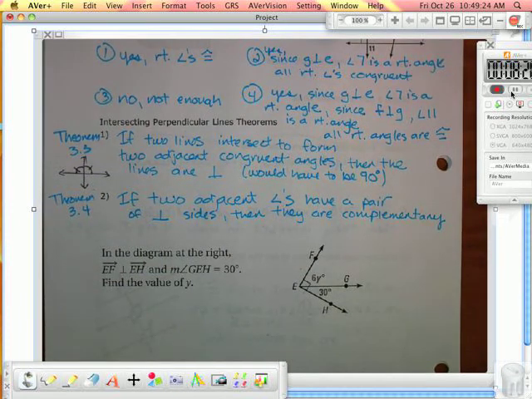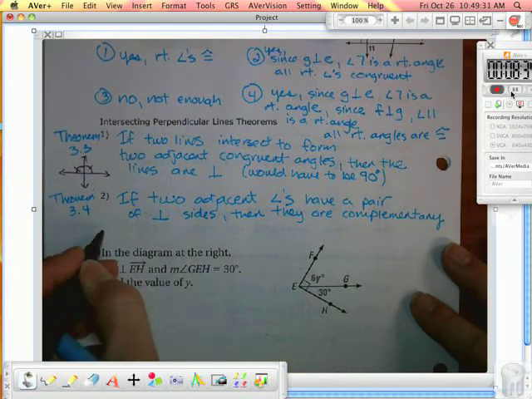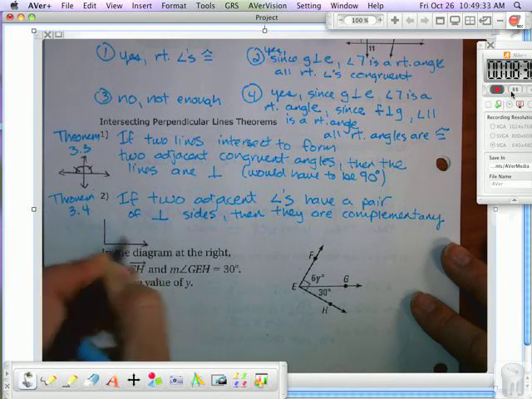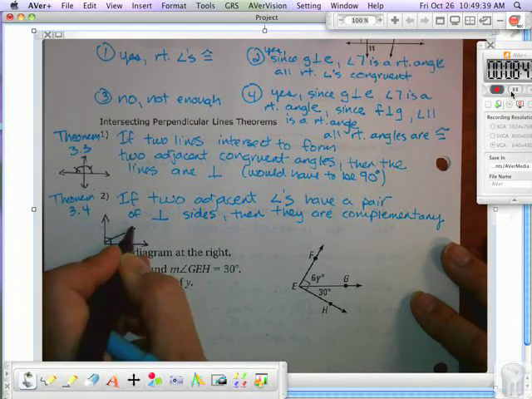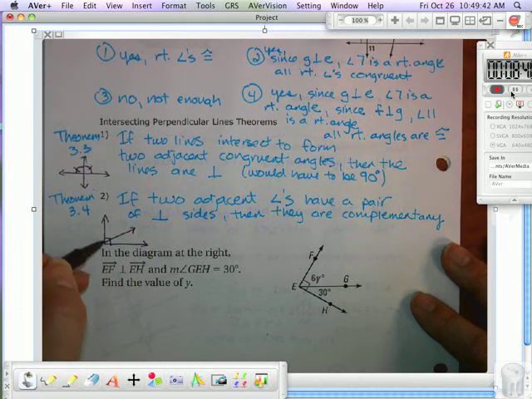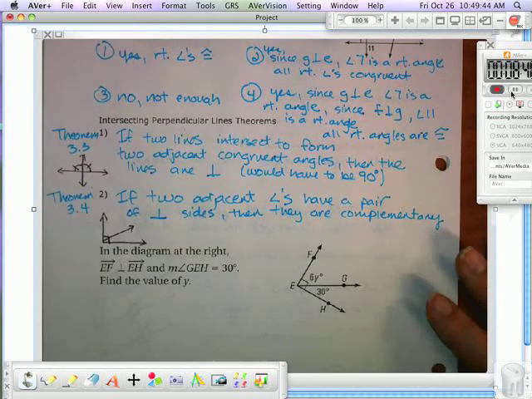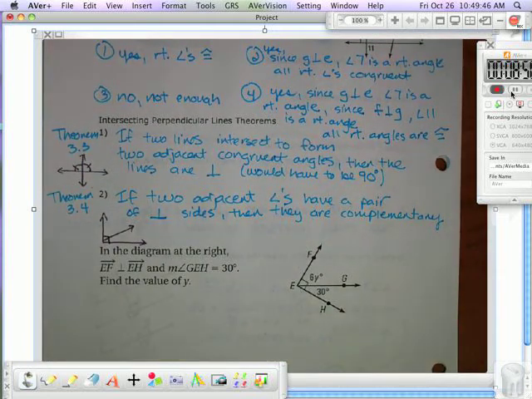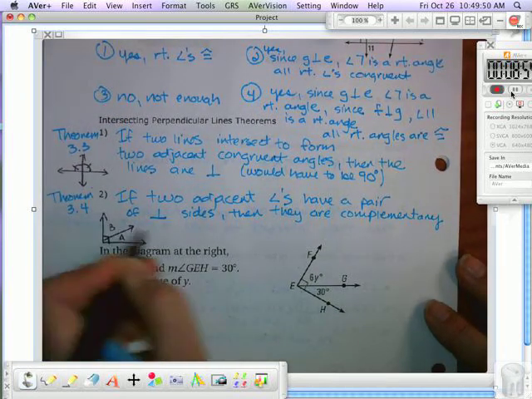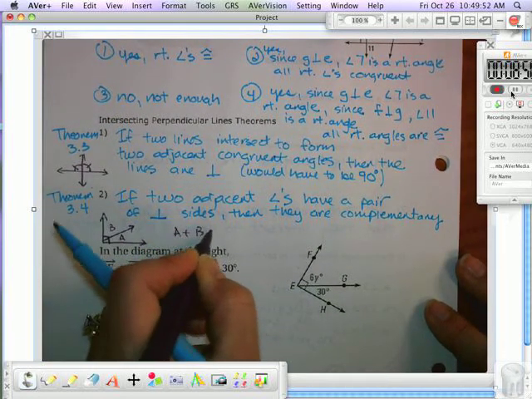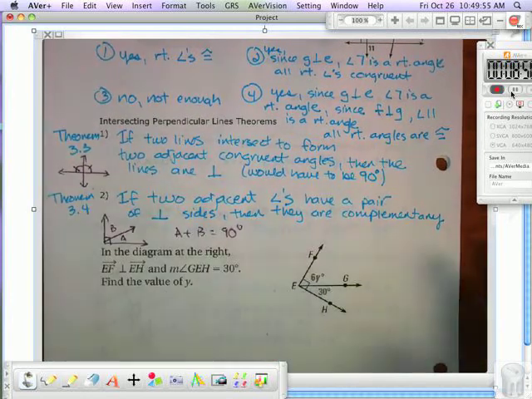Perpendicular. So what this is saying is, if we have a pair of adjacent angles that has a pair of perpendicular sides, so here we have adjacent angles, and they each have a pair of perpendicular sides, then they are complementary, which means they add up to what? 90 degrees. Yes. Angle A and angle B add up to 90, because of the perpendicular theorem, theorem 3.4.